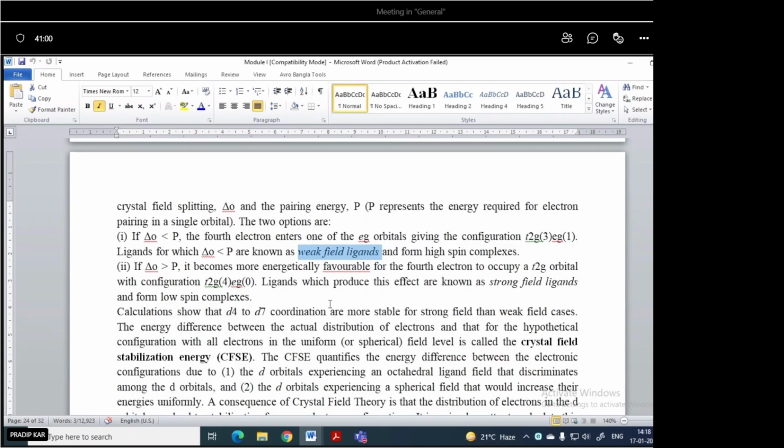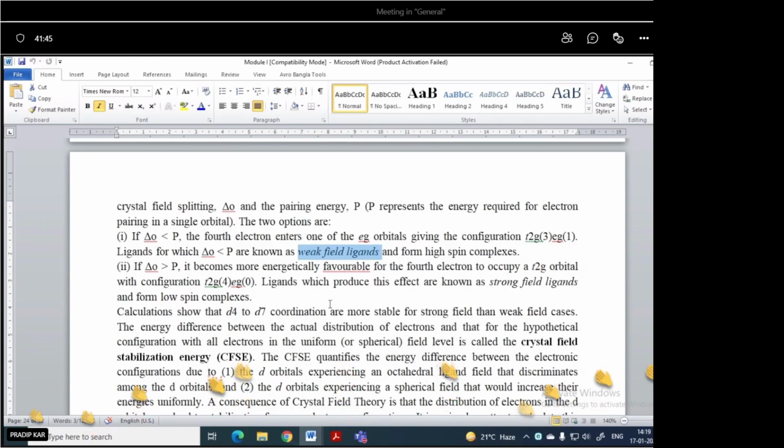You can think of it in that way: halide is highly electronegative, so those are holding the electrons tightly. And that is why the electron is not easily available to interact strongly with the metal ion. That is why we are calling them weak field ligands. And here the pairing energy is very high, so the electron goes to the eg level. Is it clear? It is preferred to be unpaired, a high spin complex.